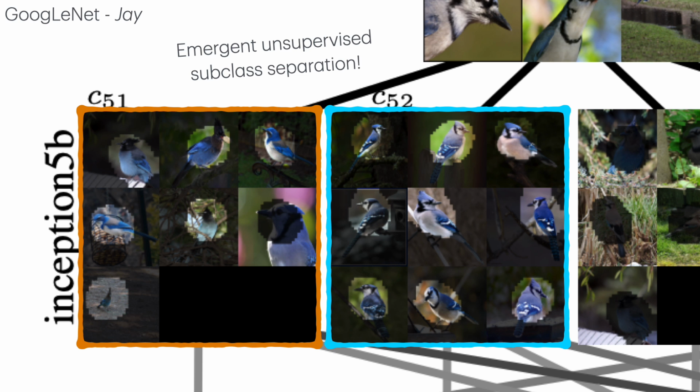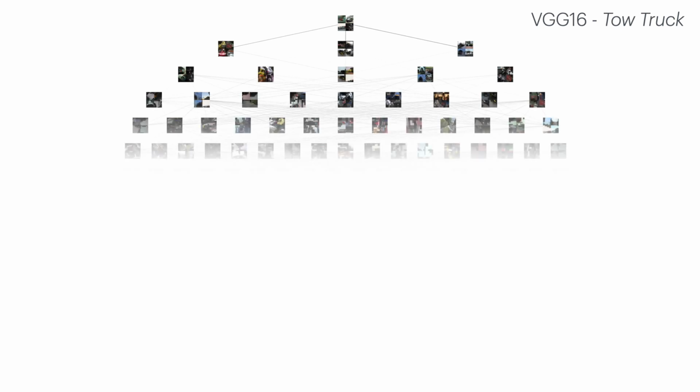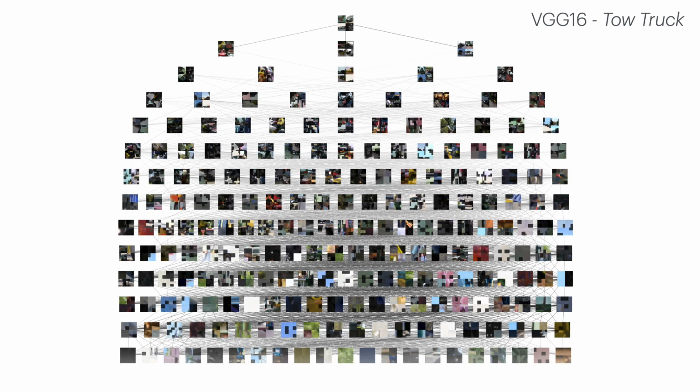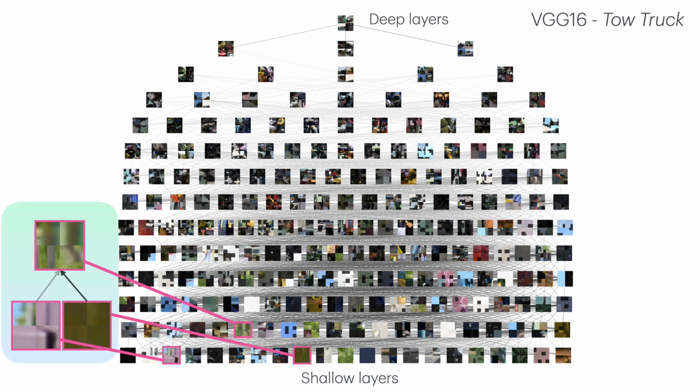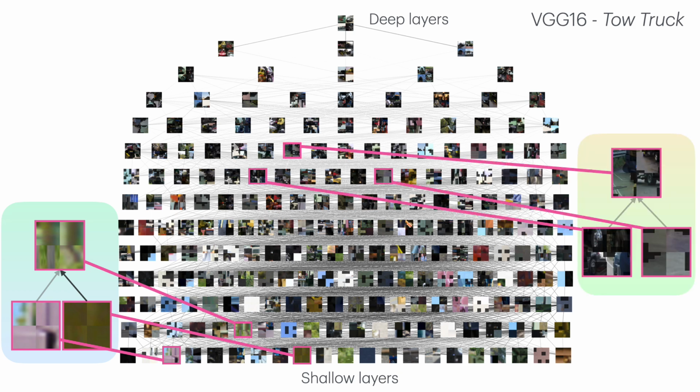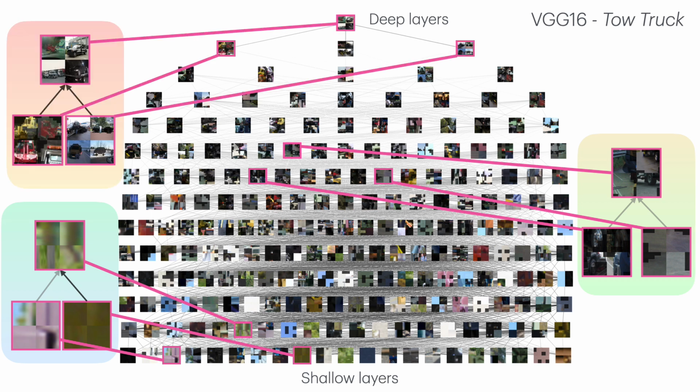an example of emergent unsupervised subclass separation. We now show a VCC for the VGG16 model targeting the class tow truck for all convolutional layers of the model. Shallow layers are on the bottom and deeper layers are on the top. At shallow layers, we see basic concept composition such as edges and brown forming oriented brown edges. At mid layers, wheels and asphalt are composed of the concepts wheels and road, while at deep layers, we see again that both foreground and background concepts highly contribute to the class logit.